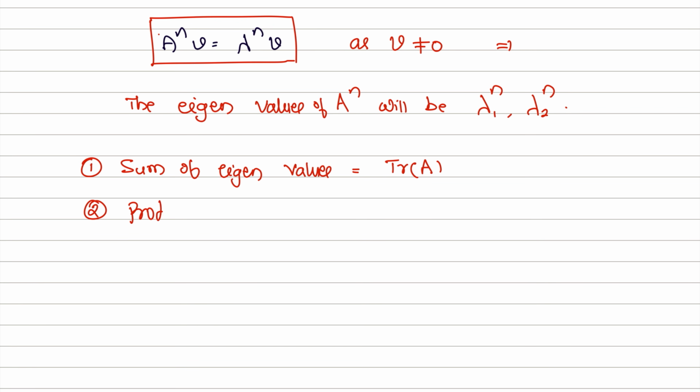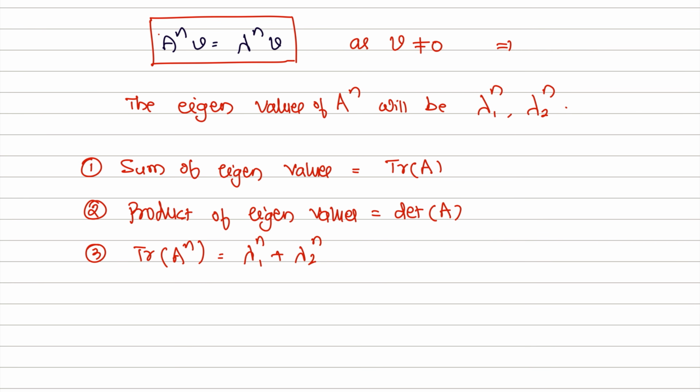Second, product of eigenvalues is equal to determinant of A, and trace of A to the power of n is equal to lambda 1 to the power of n plus lambda 2 to the power of n and so on, and determinant of A to the power of n is equal to lambda 1 to the power of n into lambda 2 to the power of n into lambda 3 to the power of n and so on.